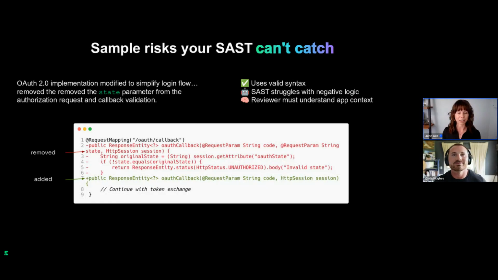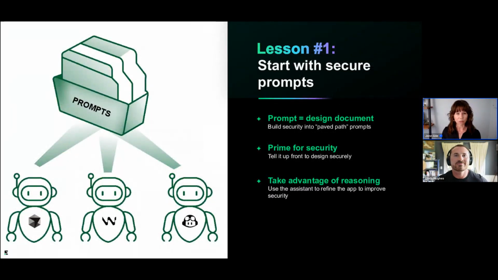So that human is going to have to look at that and say, whoa, whoa, whoa, you made a major change here that could make us vulnerable. So what do we do? We've laid out a lot of bad, but there's a lot of good that you can do. So the first is secure prompts.